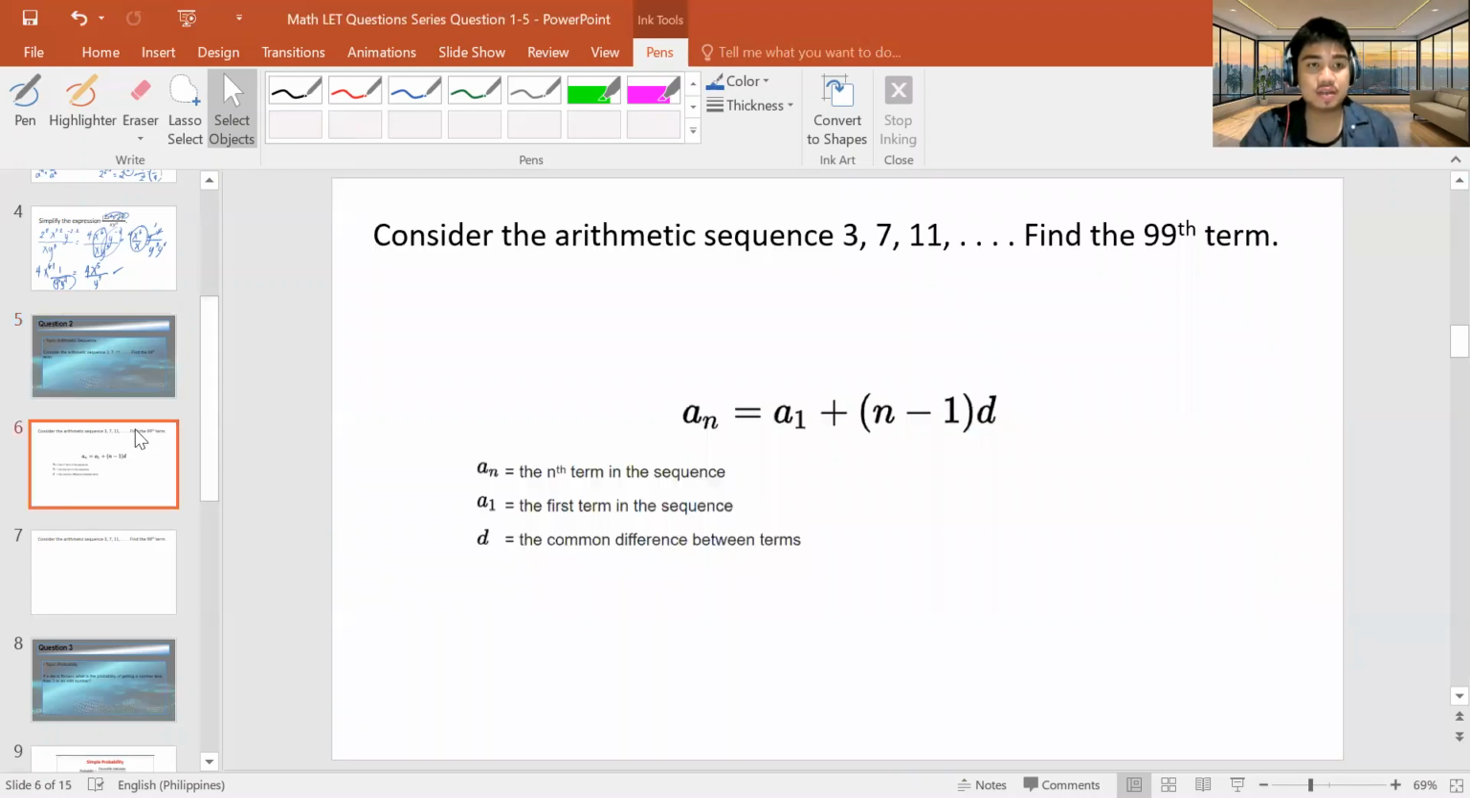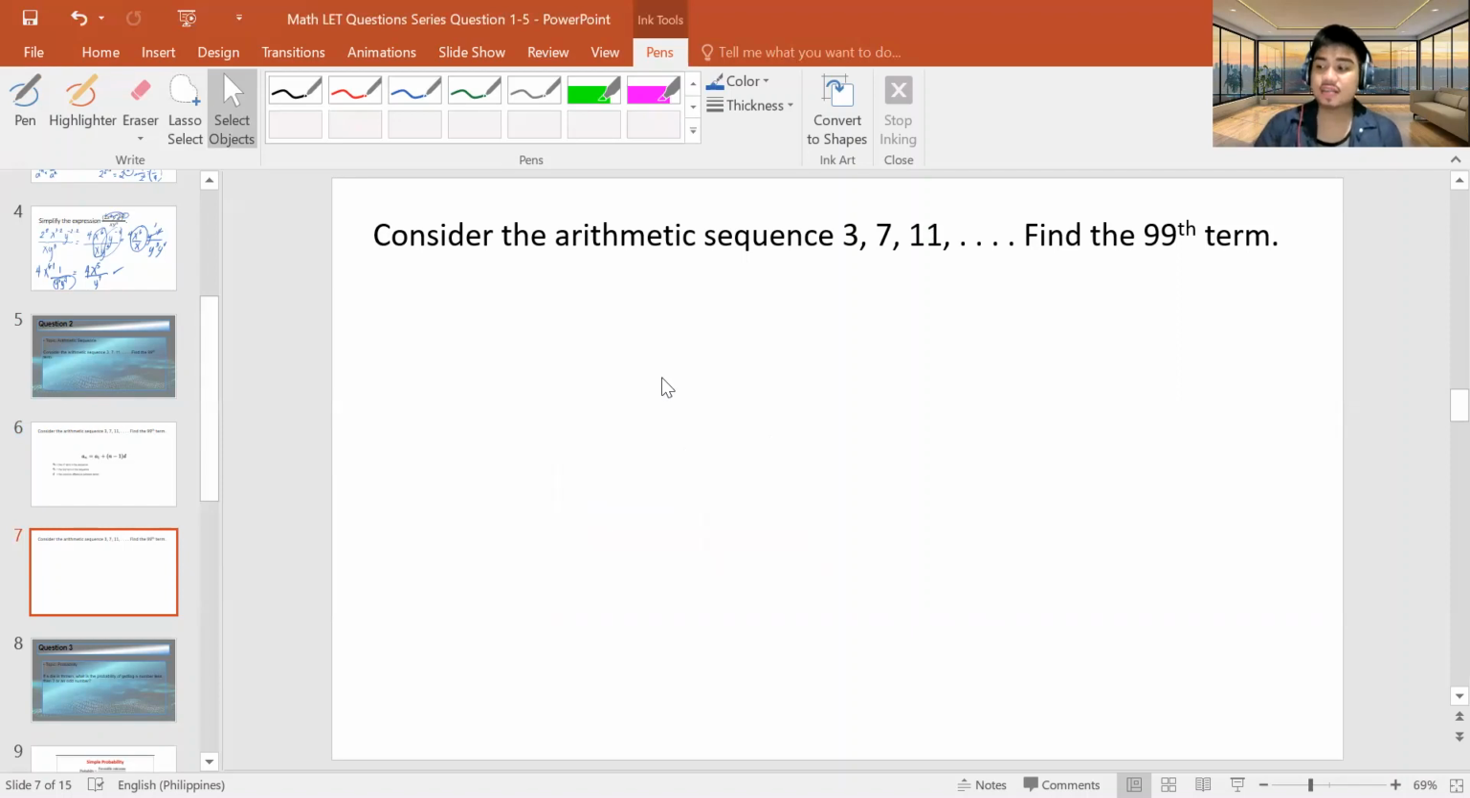So, what is an arithmetic sequence? Actually, this is the formula for finding the nth term of an arithmetic sequence. a sub n will be the nth term, a sub 1 will be the first term, and d is the common difference. So, this is our formula for the arithmetic sequence. So, let's start.